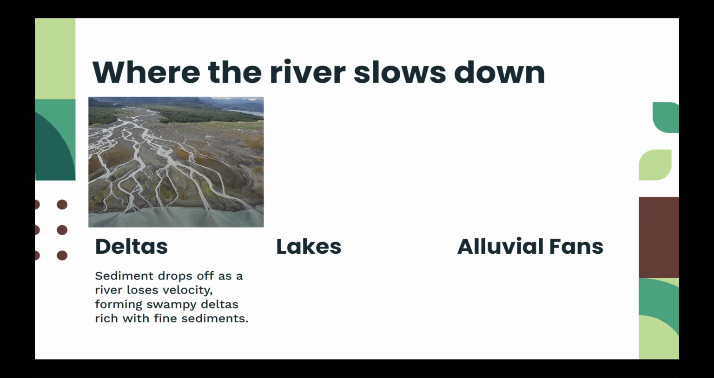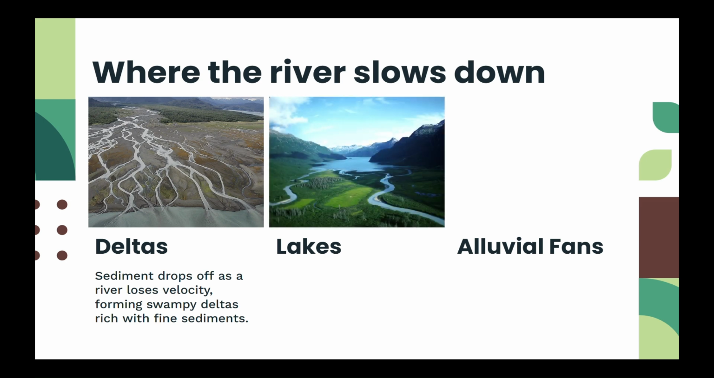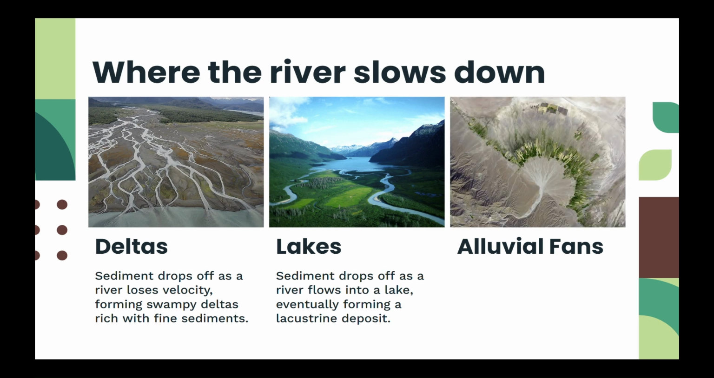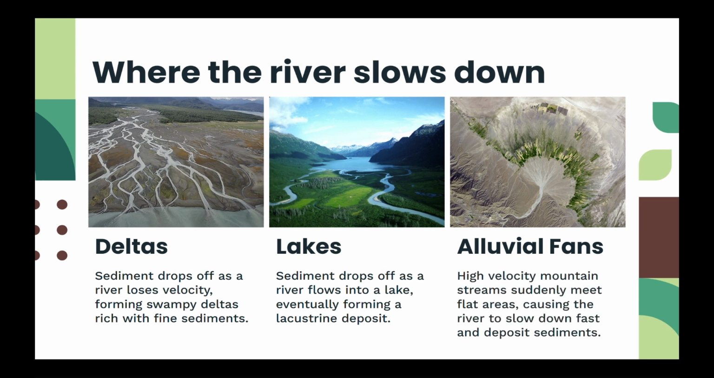Downstream from deltas, lakes can form deposits of their own. As sediments accumulate in the slower moving waters, the lake may eventually fill up and form a lacustrine deposit. Finally, there are alluvial fans, which form where high-velocity mountain streams suddenly flatten out and slow down. Here, sediments are sorted by size, as smaller sediments like clay and silt are able to travel further than gravel and sand. The resulting deposit is fan-shaped and develops well-drained soils.